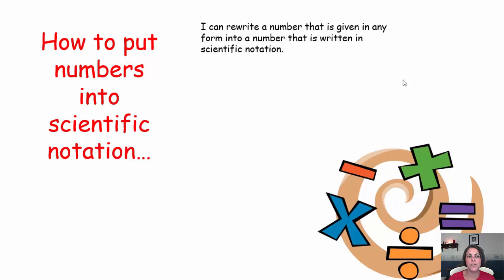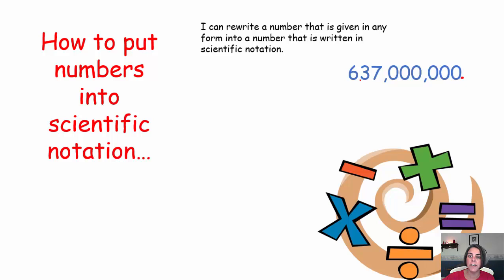Tonight's lesson is on how to put numbers into scientific notation. Now you've already worked with when a number is given in standard form, putting that into scientific notation. For example, 637 million. You know how to write that in scientific notation. You just say to yourself, okay, where does the decimal point start? Well, in a number larger than 1, it's always then at the end of the number.